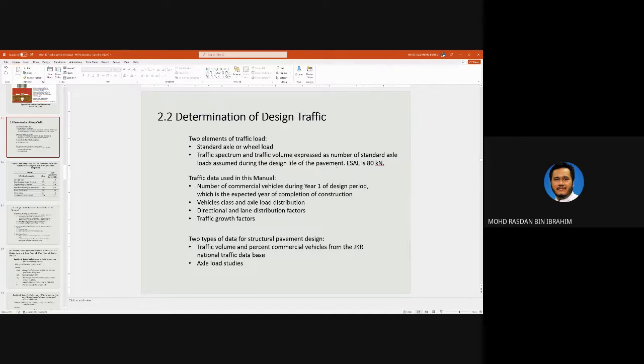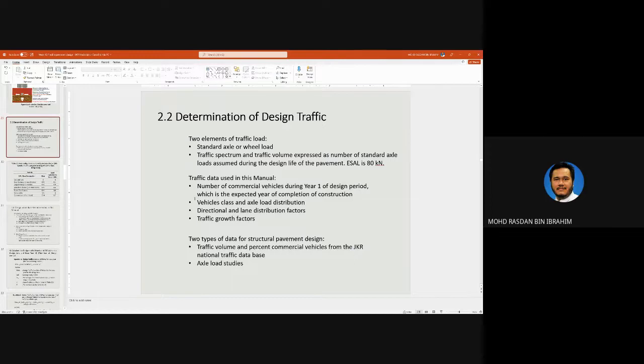Okay, one ESAL is 80 kilonewton, the same as the value adopted by the design last week. Traffic data: the number of commercial vehicles during year 1 of the design period. In the first year, after the road has been completed, what is the number of commercial vehicles that is expected to use the road? And then vehicle class and axle load distribution: what types of vehicles and what kind of loading we are talking about. Directional and lane distribution factors.